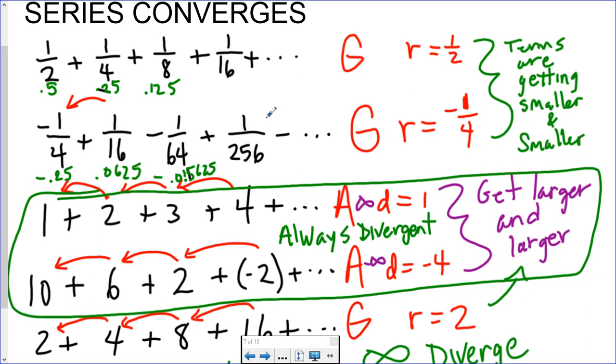Another cough. I'll get a drink while you think about that. As they get smaller and smaller, what number are they eventually going to be close to?